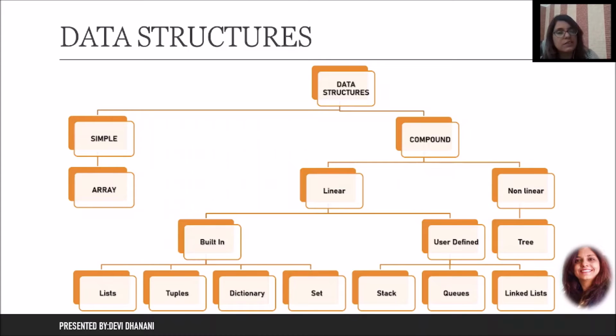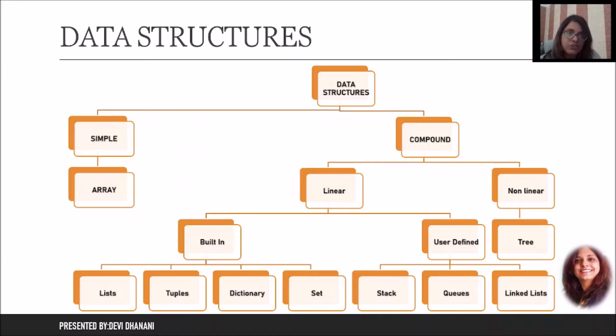So it is considered as a very simple data structure. Whereas in a compound data structure, we can have elements of different types. Okay. So a compound data structure may be linear, may be non-linear. Now what is meant by a linear data structure?